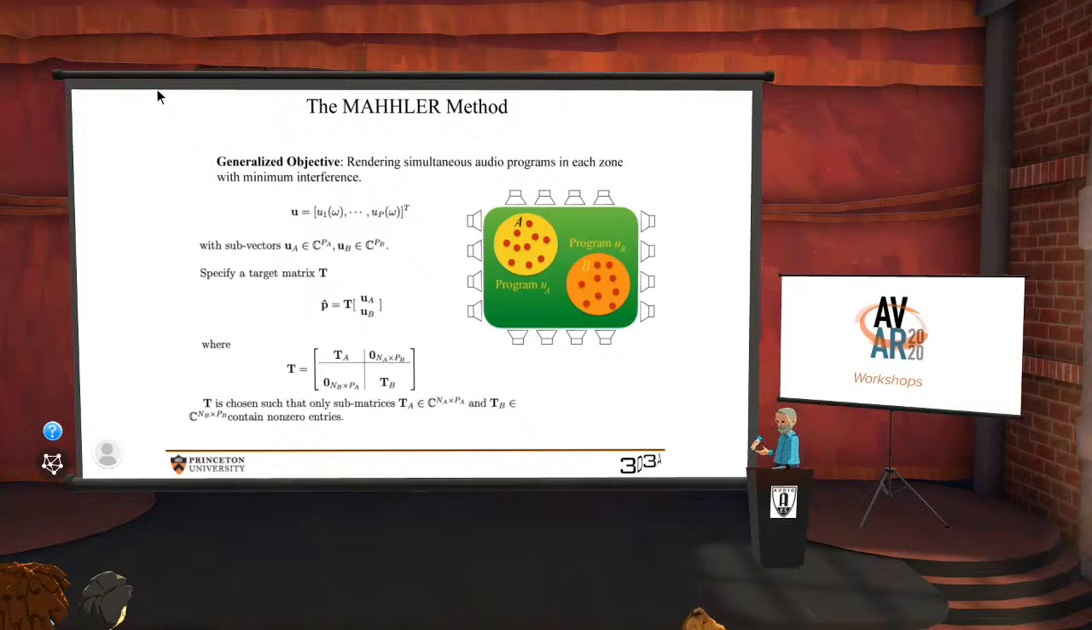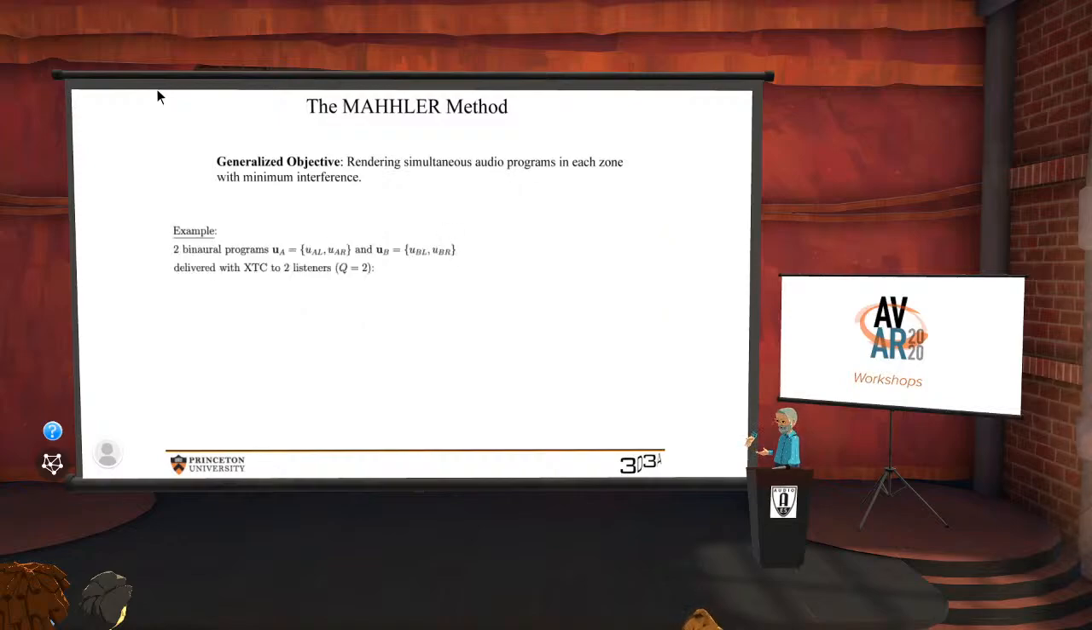T is a matrix that has two parts. It contains two submatrices, T sub A and T sub B, for each of the two zones, which have as many columns as there are control points and as many rows as there are programs. And the rest are zeros. This sounds very abstract. Let me give you an actual example.